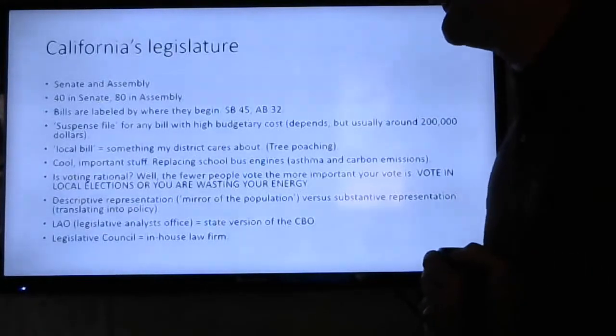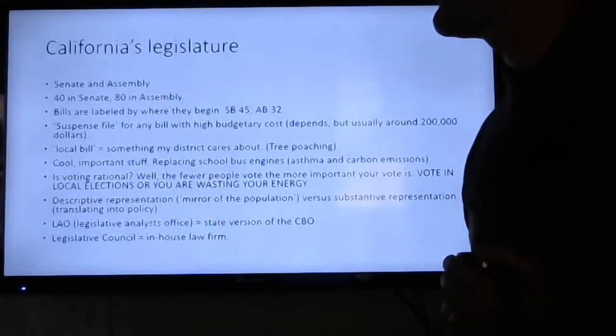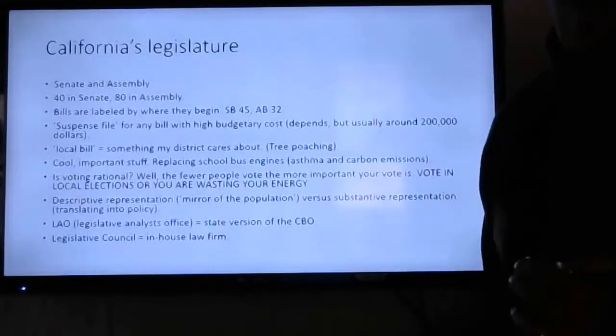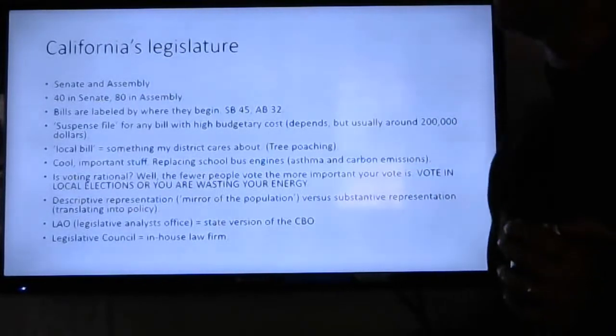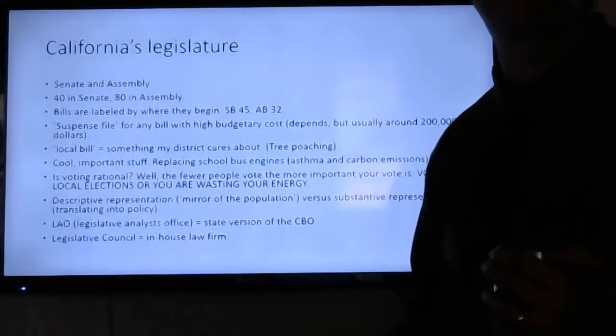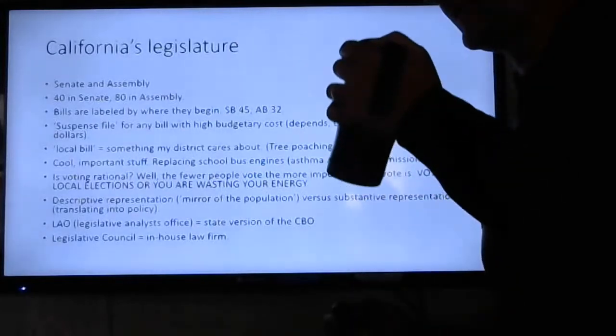Okay, let's just talk a little bit about California's legislature. I'm going to give you a little bit of information on just how our legislature works. It's pretty similar to the federal system, but a little bit different. And then I'm going to talk about term limits and get into some other things.